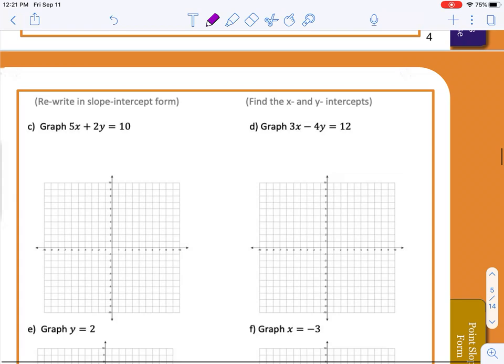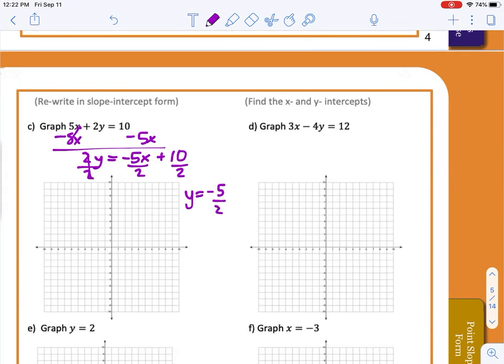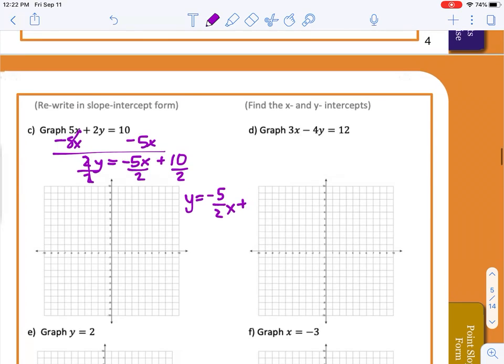Okay, next page. This next one we're going to write in slope-intercept form. Once again, that means getting y by itself, so we can subtract 5x on both sides. If your slope can be reduced, make sure to reduce it. In this case, it can't be, but just keep that in mind. Ten over 2 can be reduced to 5 though, so do that. And then go ahead and graph it.